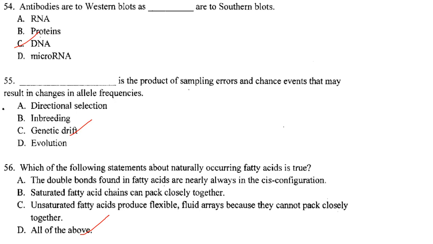Which of the following statements about naturally occurring fatty acids is true? So the double bonds found in fatty acids are nearly always in the cis configuration. Saturated fatty acid chains can pack closely together. Unsaturated fatty acids produce flexible fluid arrays because they cannot pack closely together. All of the above.